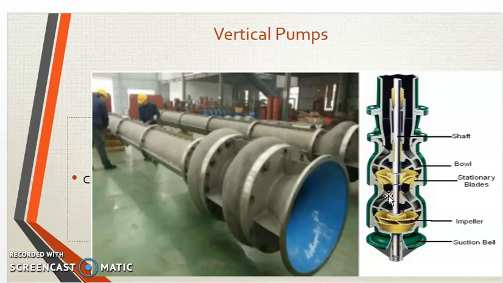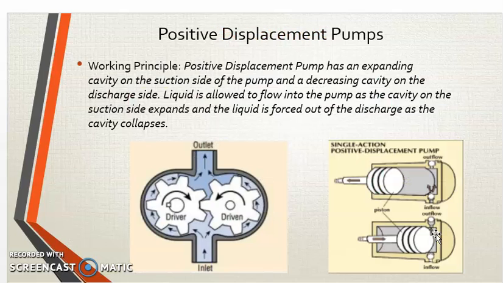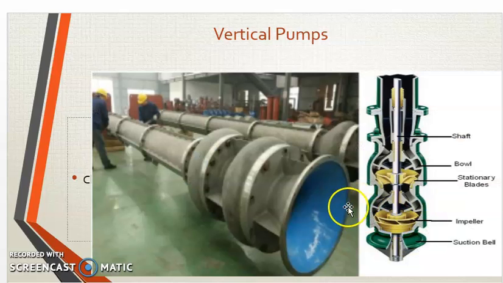Here we can see the multiple vertical impeller pump, or multi-stage vertical pump. The vertical pumps are used normally in conditions where we need the pump to be submerged in a liquid. Now we can see that is up to the centrifugal pump operating principle.